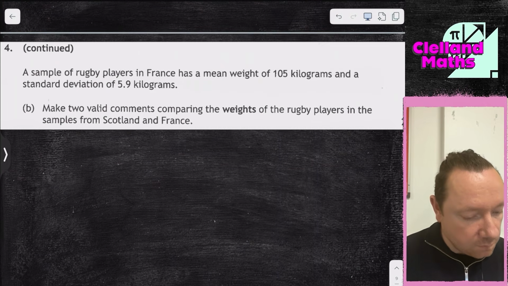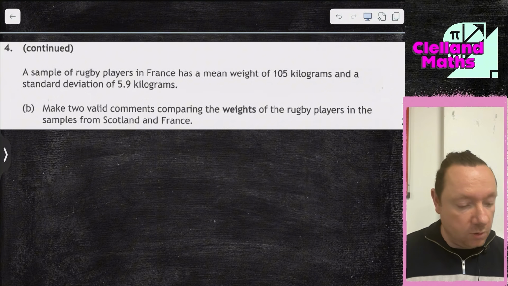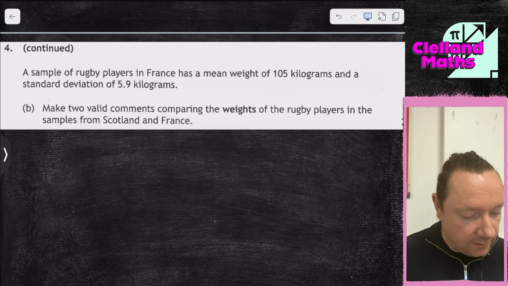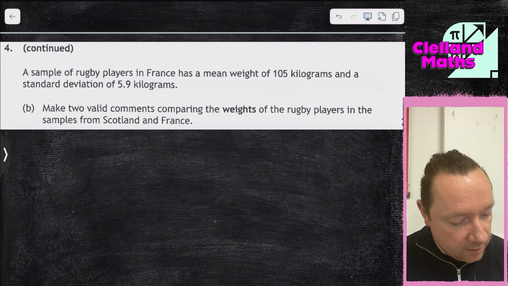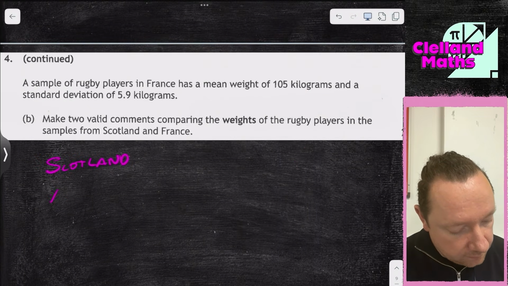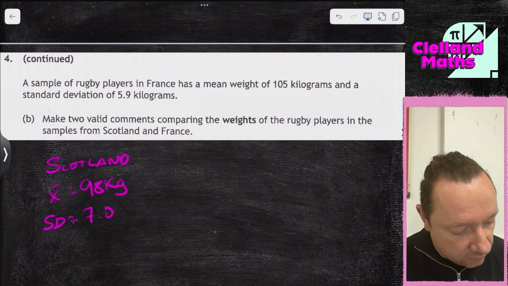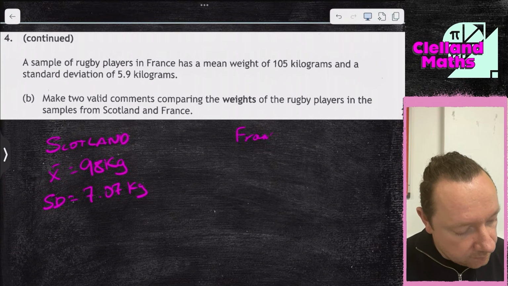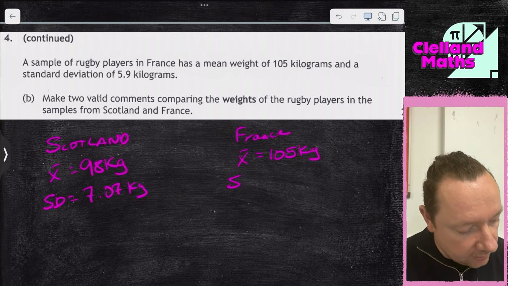Part B says, a sample of rugby players in France, and the first one was about Scotland, have a mean weight of 105 and a standard deviation of 5.9. Make 2 valid comments comparing the weights in Scotland and France. So we've got from Scotland, it's 98 and a standard deviation of 7.07 kilograms. And for France, our mean is 105 and the standard deviation is 5.9 kilograms.